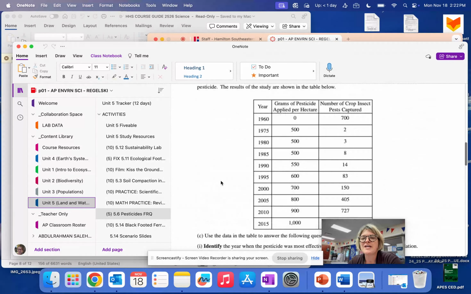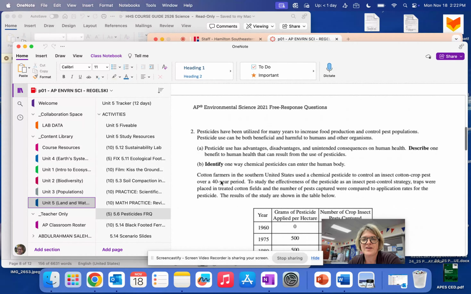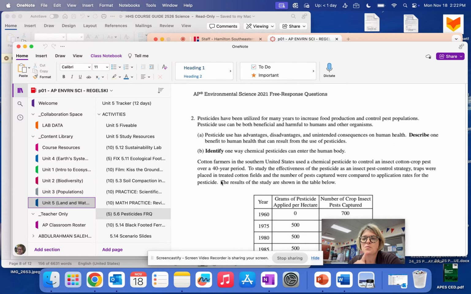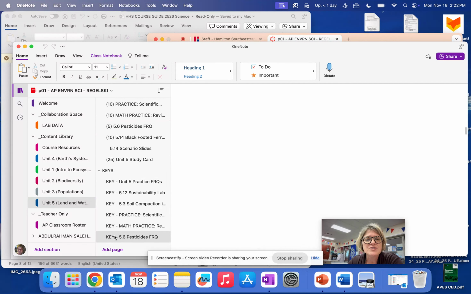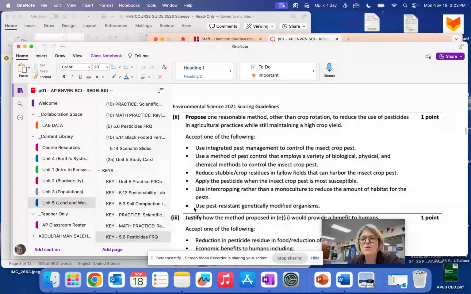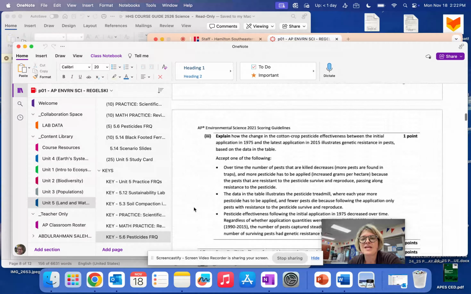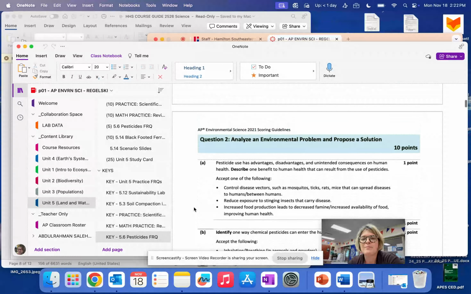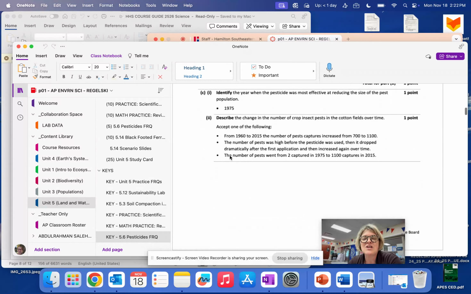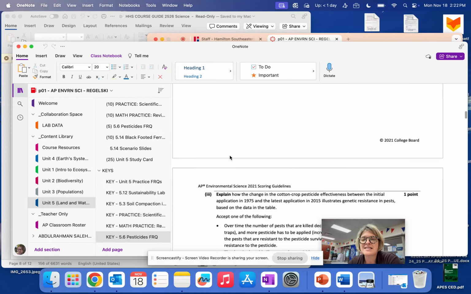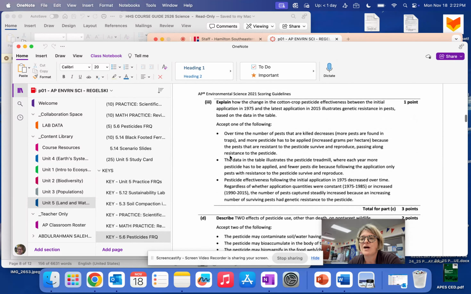You are going to turn in 2 documents when you are finished. When you are finished with this FRQ, go ahead and submit that to the Canvas assignment. Then what I want you to do is to scroll down to the key, and I want you to work through the key. You can work with the people at your table for this. And I want you to look at the answers that they accepted on the key and then look at your answer to see if it would have been given a point.